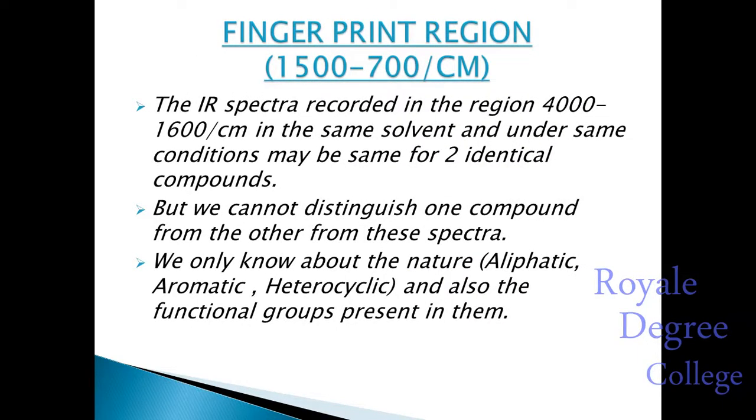Now we will see about the fingerprint region. Its range is 1500 to 700 per centimeter. The infrared spectra recorded in the region 4000 to 1600 per centimeter, in the same solvent and under the same conditions, may be the same for two identical compounds. But we cannot distinguish one compound from the other from these spectra. We only know about the nature, that is whether it is aliphatic, aromatic, heterocyclic, and also the functional groups present in them.